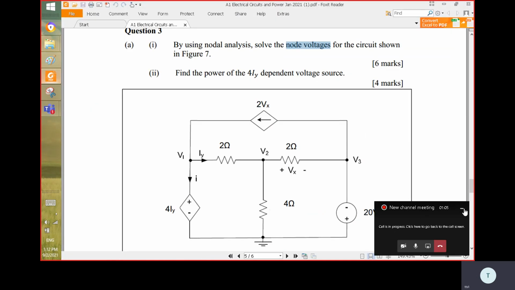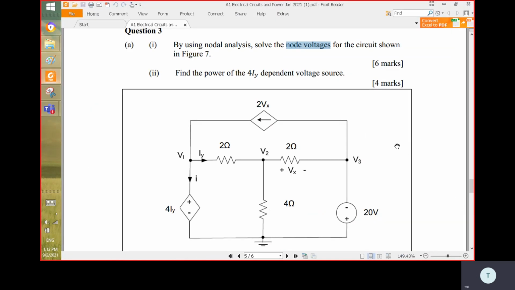All right, guys, for question 3, it's a bit tricky, but I think if you put enough time, you probably still can make it. All right, for question 3, part 1, part A1. First, you need to find all the node voltages, which refer to V1, V2, and V3 here. If you can find these voltages, that means you can get the answer, including this Vx here.